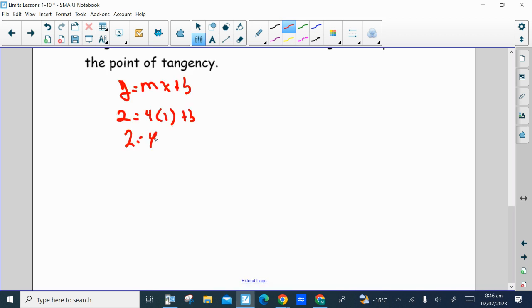So 2 will equal 4 plus b, and b will equal negative 2. So now our equation will be y equals, sorry, not negative 2, it should have been 4. The slope is 4. b is negative 2. So y equals 4x minus 2 is the equation of that tangent line. And again, at this point, it's just a guess. We're assuming that the slope of the tangent is an integer, so we guess that the slope was positive 4.